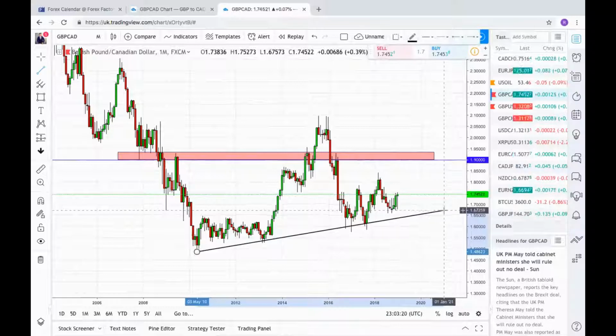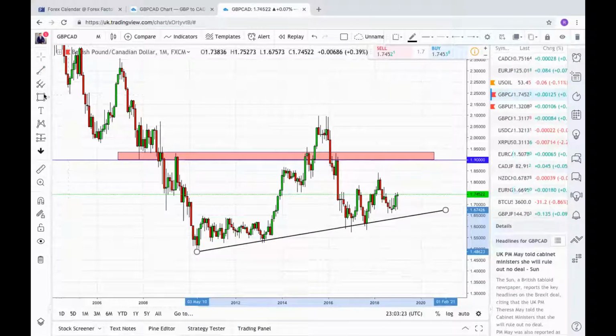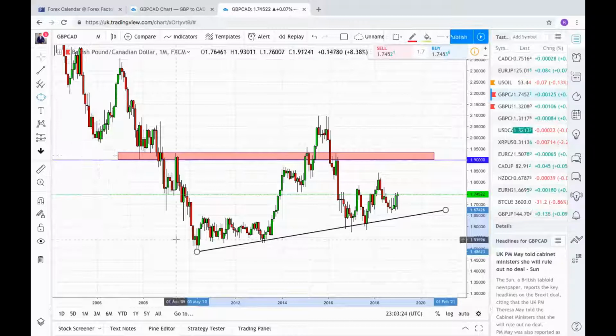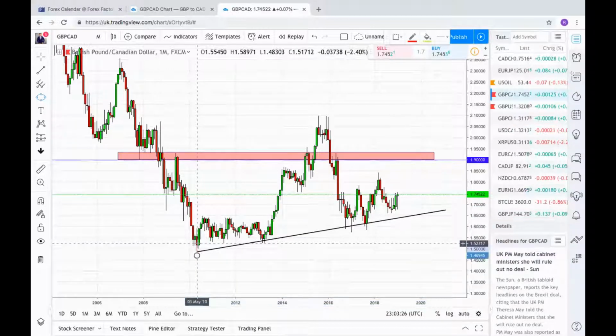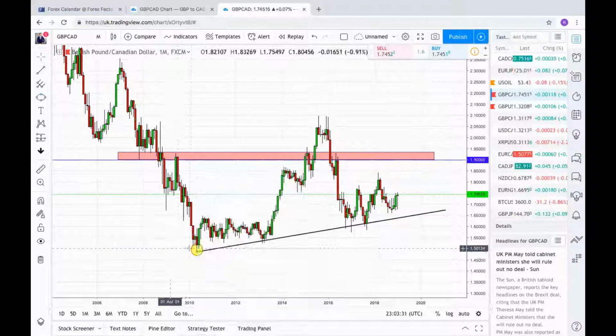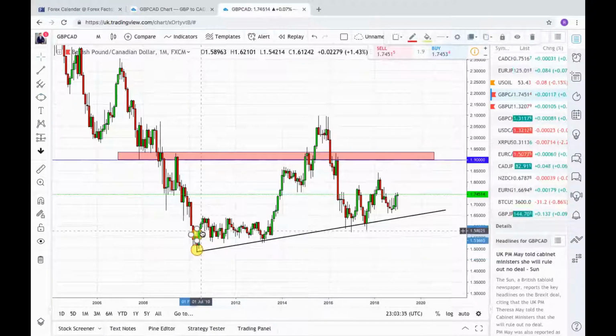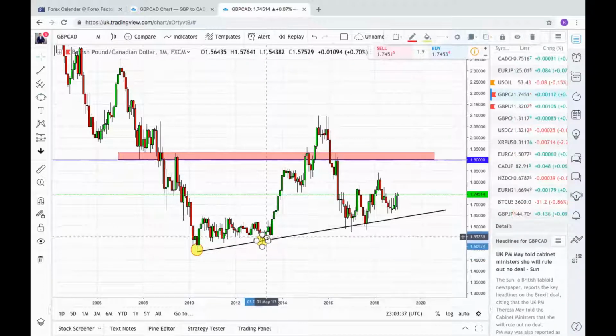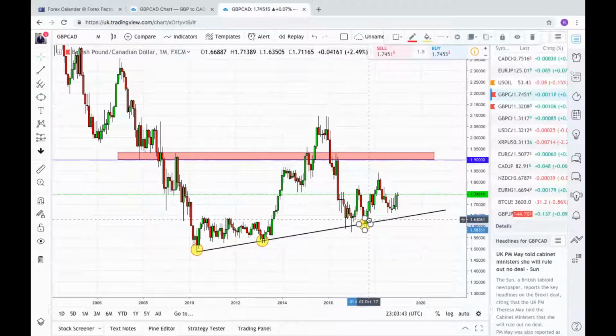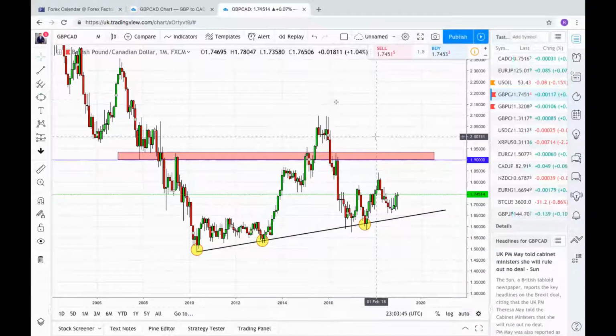Yes, that lines up. We've got some rejections in and around these. There are rejections, a few tests in and around this trend line, which is enough to get my interest.